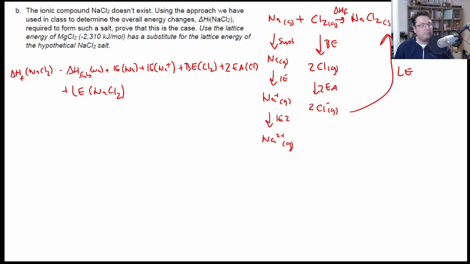And so for our instance, as I said in the problem, you can simply substitute in the lattice energy of magnesium chloride. It's kind of close. It's not 100% perfect, but it does its job to prove the point that we're trying to make, the reason why sodium dichloride doesn't exist. So if we go through and throw in all of our numbers from the previous part, I'll just pull it up from here so that I don't have to skip backwards.